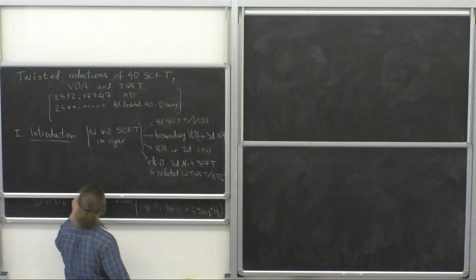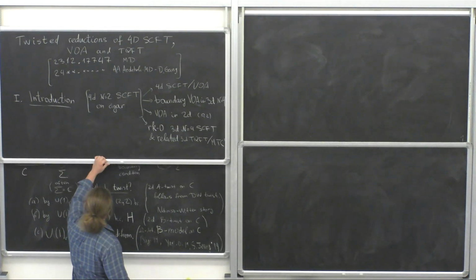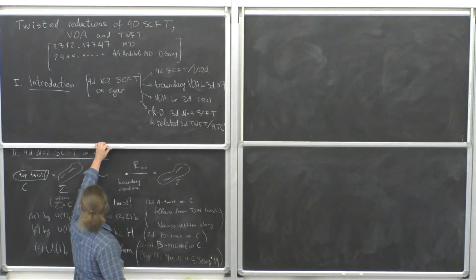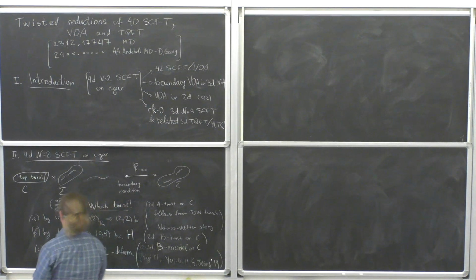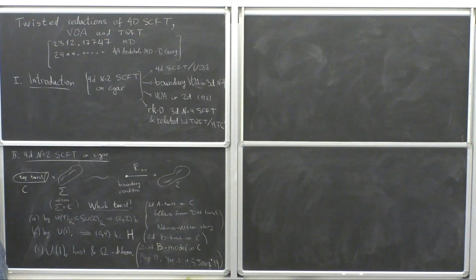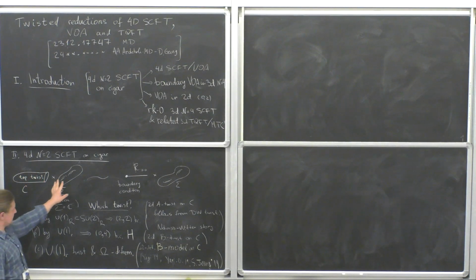Let's start. I will start with a 4D N=2 SCFT on the cigar. What do I mean by this? Let's put the 4D N=2 superconformal field theory on the product of a cigar with some kind of topological twist and a Riemann surface.